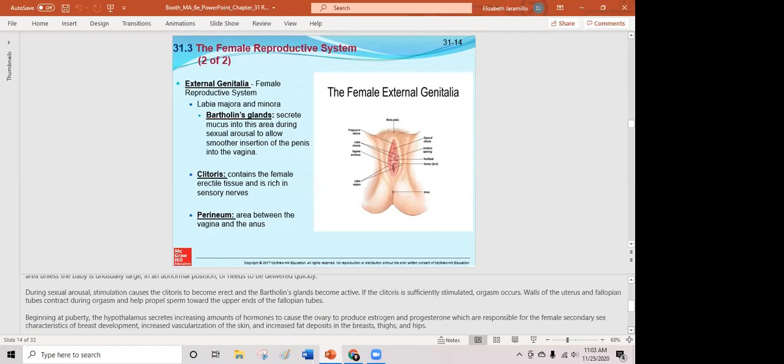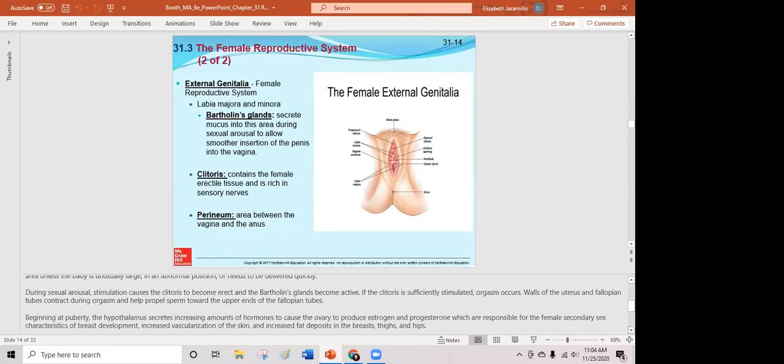During sexual arousal, stimulation causes the clitoris to become erect and the Bartholin's glands become active. If the clitoris is sufficiently stimulated, orgasm occurs. Walls of the uterus and the fallopian tubes contract during orgasm to help propel the sperm toward the upper ends of the fallopian tubes. The whole point is to procreate, and so the whole system is set up so that we are trying to get that sperm to fertilize that egg.